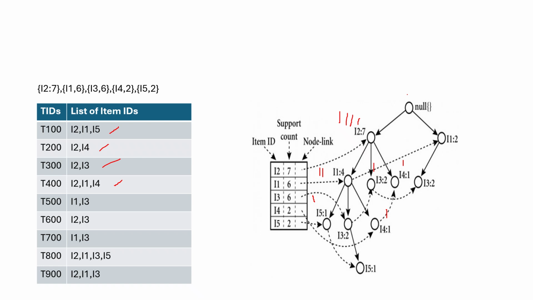Now it's T500, with I1, I3. So it's starting from the root here. What I'm doing is drawing another branch where I have I1. So first I1 here, and from I1 I'm adding I3 here.